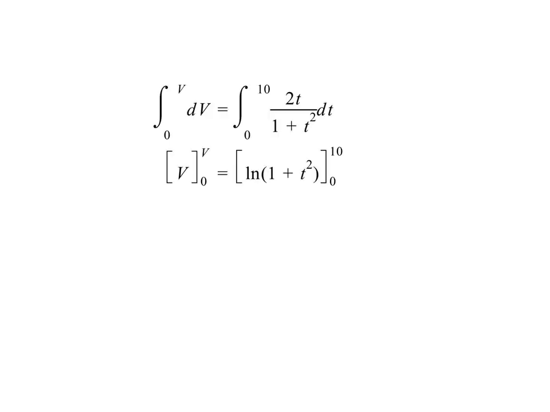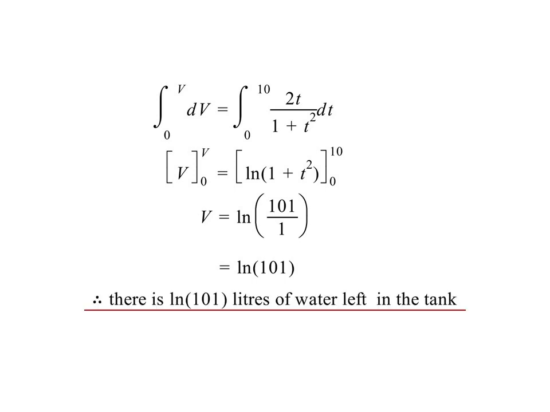So okay, integral of dV is just V, and on the right hand side we have a log of 1 plus t squared. Substitute in, and it drops out quite nicely. We just get V as the log of 101. So there's our answer. Log of 101 litres of water in our tank.